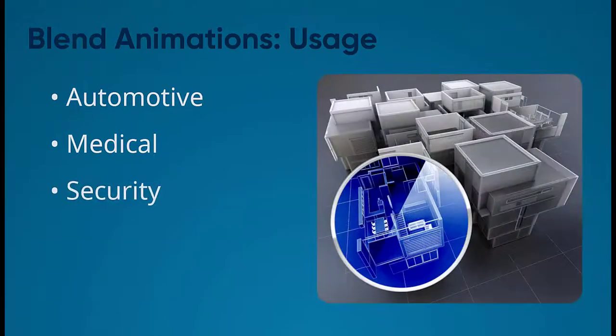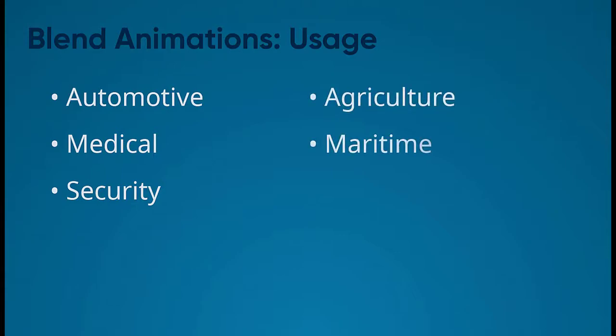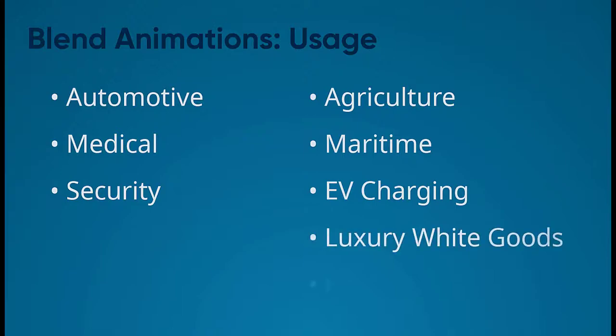Similarly, in the field of building security, a 3D model of the building could show doors being activated in real time and then zoom into a region of interest when a security alarm or trigger occurs. Other application areas include agriculture, maritime, EV charging stations, high-end consumer appliances, kiosks, and more.